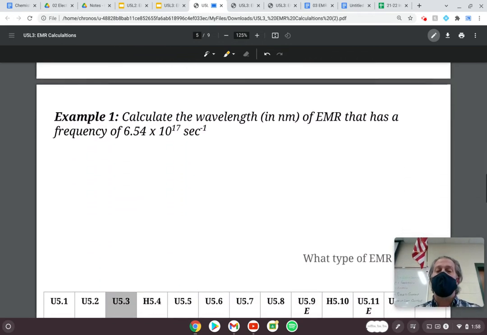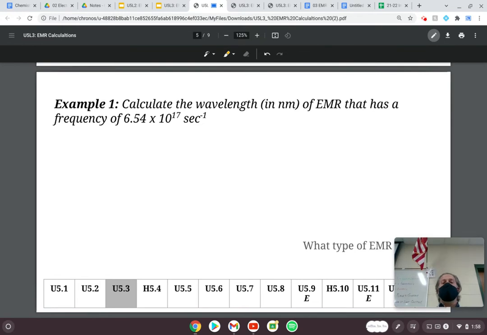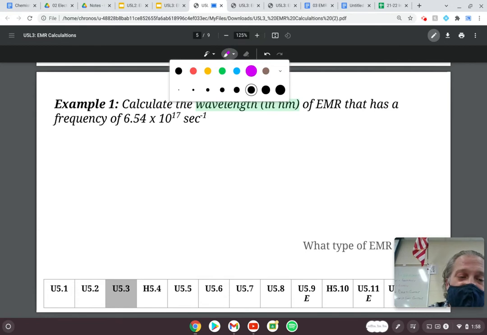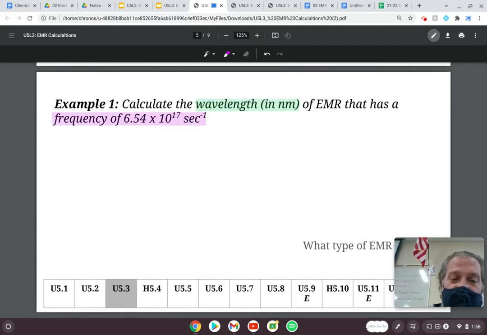So, problem number 1, and here's how I'm going to do this. Calculate the wavelength in nanometers. I generally highlight or underline things that are important in the problem. So, the wavelength in nanometers of electromagnetic radiation that has a frequency of 6.54 times 10 to the 17 per seconds.